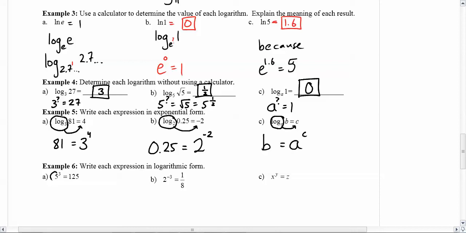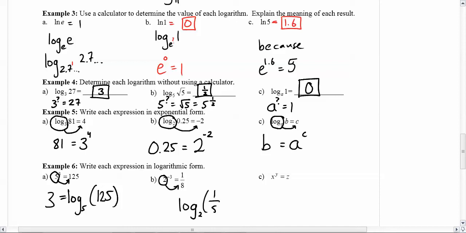If you already have an exponent, you can make it into a log on the other side of the equation by making it a base 5 log. So log base 5 of 125 is 3. So you can take the base and make it a log on the other side of the equation. Log base 2 of 1 over 8, and then the exponent will just come down, negative 3. So to write this in log form, we take the x as a base on the other side of the equation. Log base x of z is equal to y.